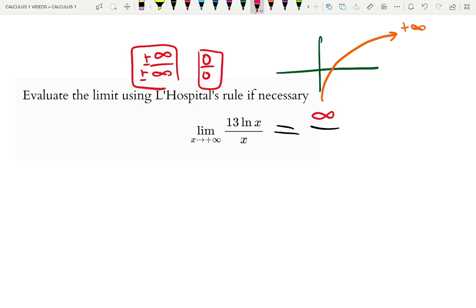And then if you plug infinity into x, it also gives you infinity. Thus, by the way, this equal sign is not correct, it's just annotation-wise. Thus, we are allowed to use L'Hopital's rule.